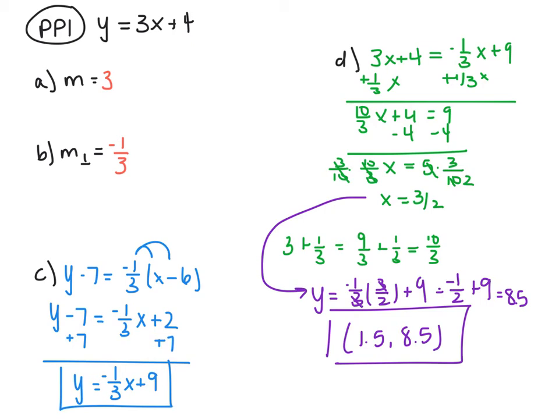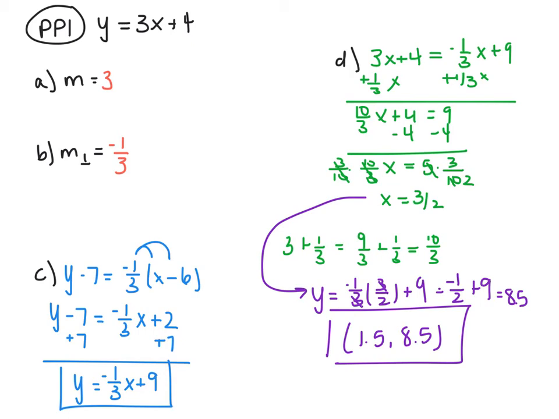Part C asks us the equation of the line perpendicular through the point (6, 7). So I use point-slope form, y minus 7 equals negative 1/3 times (x minus 6). It does not ask for any specific form, so you could have left it here. I knew later on that it would help me to switch it into slope-intercept form, so I did. I solved for y and got y equals negative 1/3 x plus 9. But both of these would be correct answers.